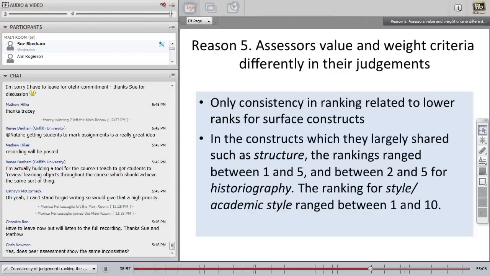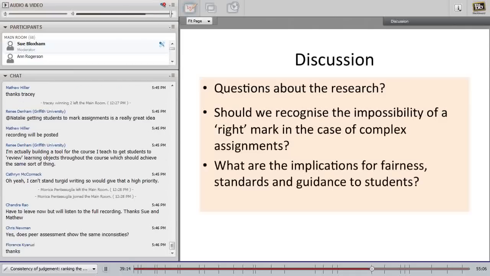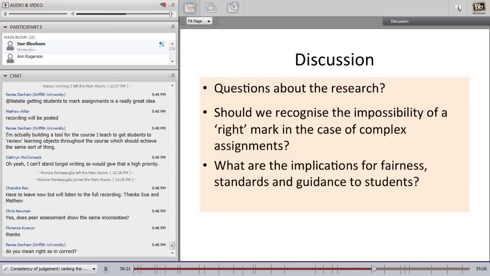Right. I'm just looking at other things. Here's some discussion questions. The people have been asking questions about the research. Let's look at the bullet point 2 there. Let's have a poll, shall we? Should we recognize the impossibility of a right mark in the case of complex assignments? In other words, do we really think that we can actually narrow it down so that we can give students an accurate right mark?